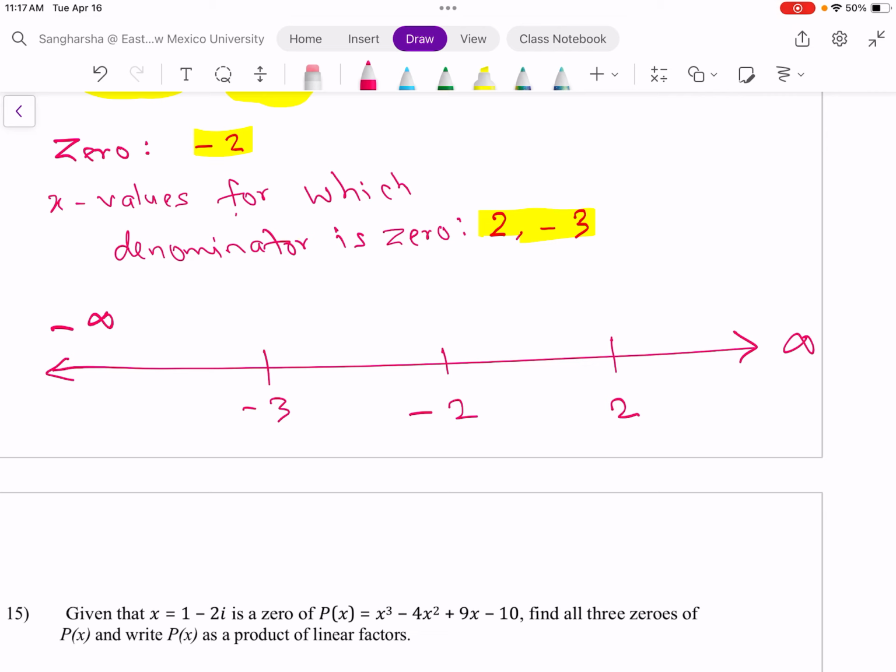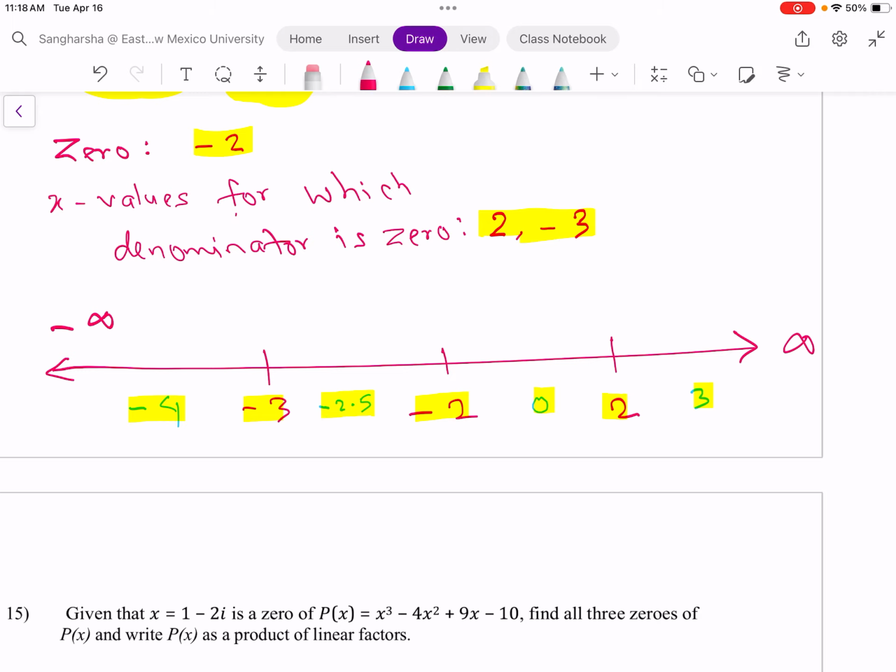On the first interval, let's pick negative 4. From the second interval, we need to go to the decimal, so let's pick negative 2.5. From the third interval, let's do 0. And from the last interval, let's do 3. Now we need to test all these numbers: negative 4, negative 3, negative 2.5, negative 2, 0, 2, 3. We need to check whether all these numbers are solutions for our inequality or not.